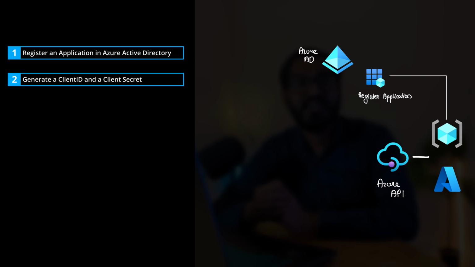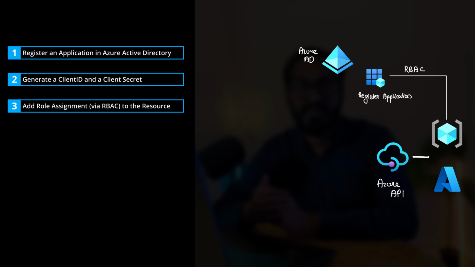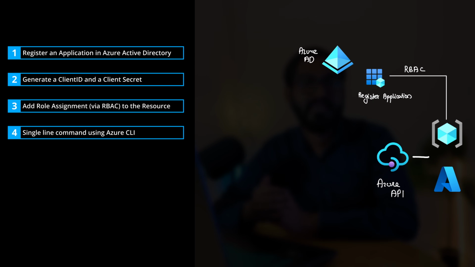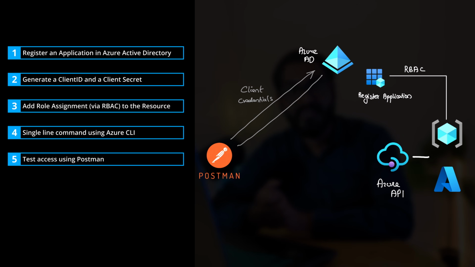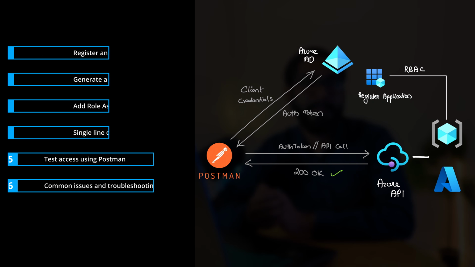Once we have the service principal in place, we will provide access to the resource group via the service principal object. We will see how to do this by assigning a role to the service principal using RBAC and then applying that role to the resource that we want to access via the REST API. Also, we will quickly see how we can achieve all the previous steps via a single command using Azure CLI without navigating through the portal. After that, we'll test our access to the resource by using Postman as a REST client to generate an access token, using which we can access the Azure management endpoints. Finally, we'll explore some common issues that can occur during the setup and how we can troubleshoot them.